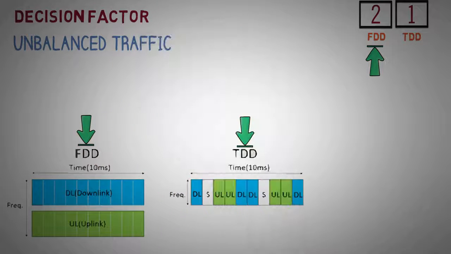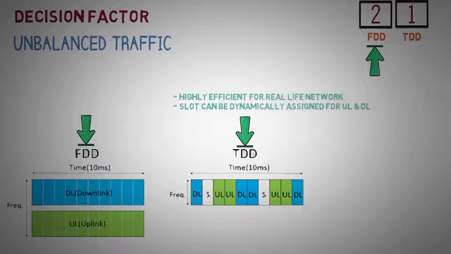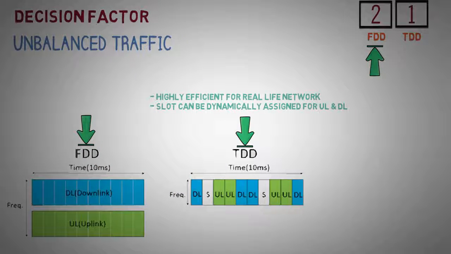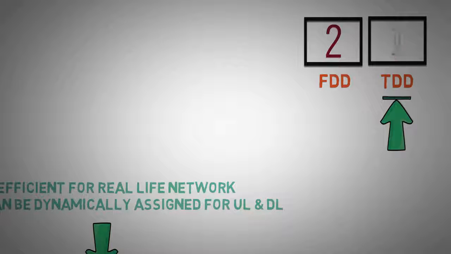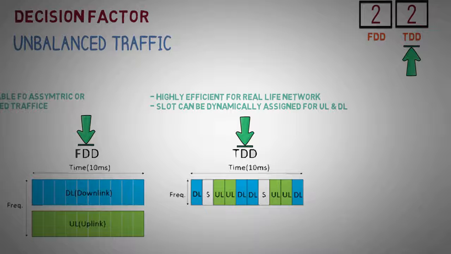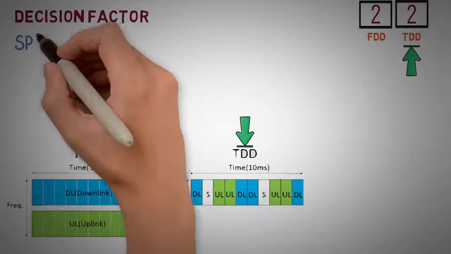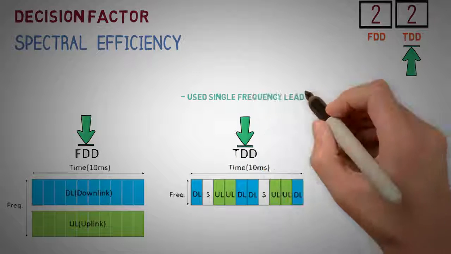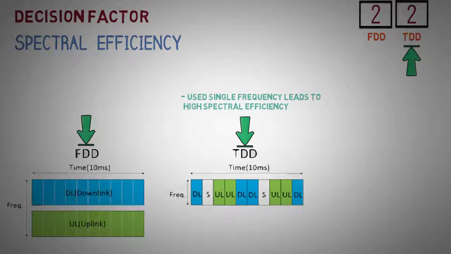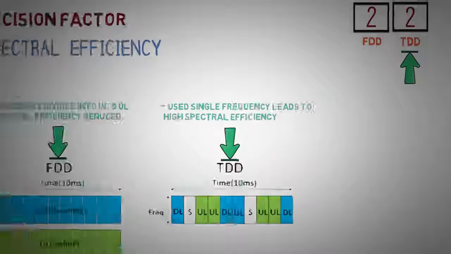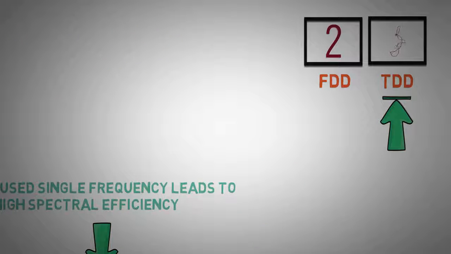Unbalanced traffic. In real life, network volume consumed in downlink is much higher than in uplink. In TDD it is possible to dynamically adjust the capacity by utilizing more time slots for downlink than in uplink, whereas in FDD, the capacity is normally balanced in both directions. Spectral efficiency. TDD uses only one frequency, whereas FDD uses two different frequencies. So spectral efficiency in FDD is not as good as TDD.